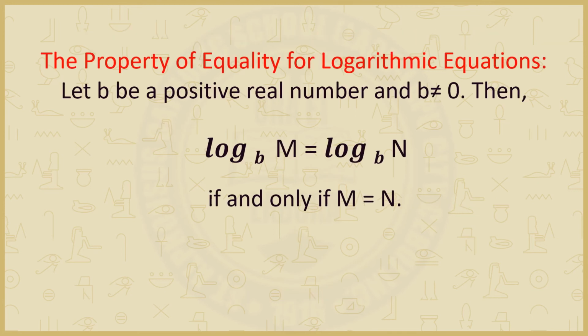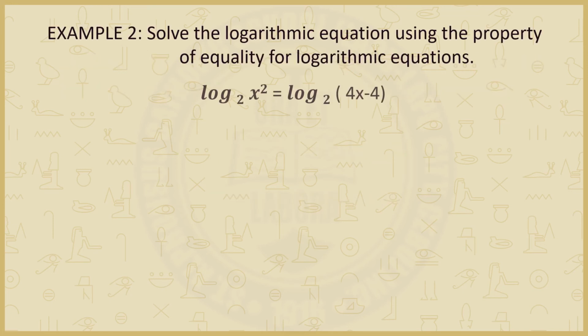So the property of equality for logarithmic equations: let b be a positive real number and b is not equal to 1. Then the logarithm of m to the base b is equal to the logarithm of n to the base b if and only if m is equal to n. For example number 2, solve the logarithmic equation using the property of equality for logarithmic equations. So here is the given. The logarithm of x squared to the base 2 is equal to the logarithm of 4x minus 4 to the base 2.